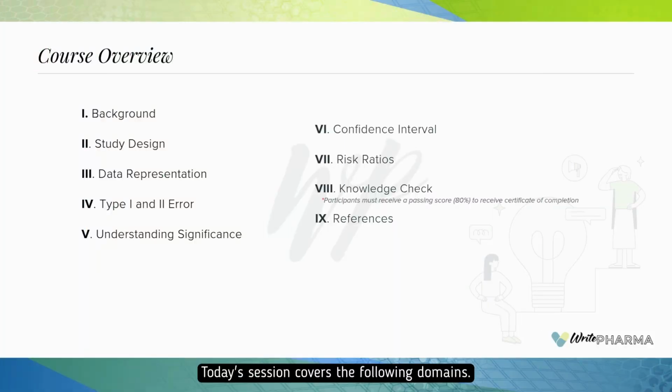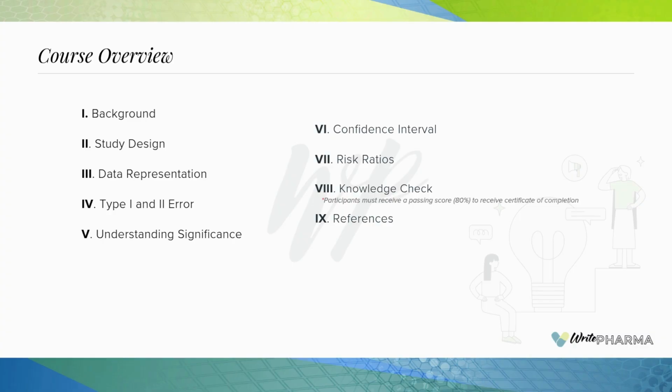Today's session covers the following domains: fundamentals of biostatistics and its role in evidence-based medicine, key study designs and levels of clinical evidence, methods of representing and interpreting data, understanding type 1 and type 2 errors, statistical significance versus clinical significance, confidence intervals and their implications, and finally, comparative risk metrics, including relative risk, odds ratio, absolute risk, and NNT.